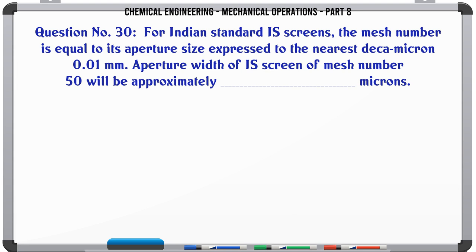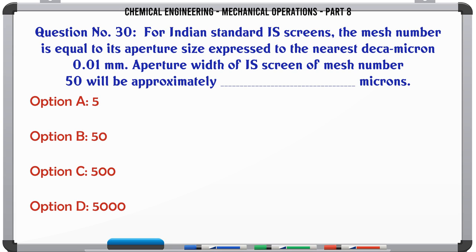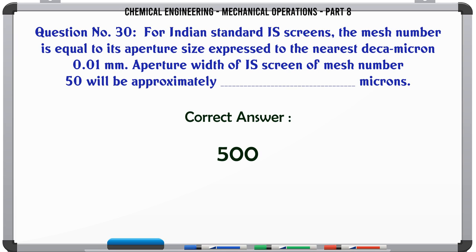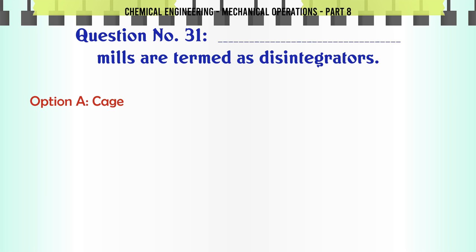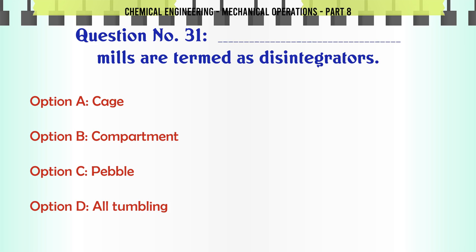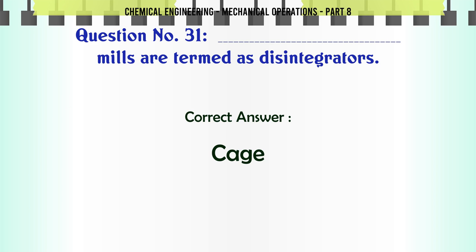For Indian standard IS screens, the mesh number is equal to its aperture size expressed to the nearest decamicron, 0.01 millimeters. Aperture width of IS screen of mesh number 50 will be approximately microns. A. 5. B. 50. C. 500. D. 5000. The correct answer is 500. Mills are termed as disintegrators. A. Cage. B. Compartment. C. Pebble. D. All tumbling. The correct answer is cage.